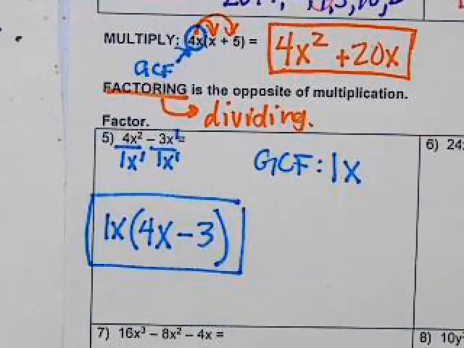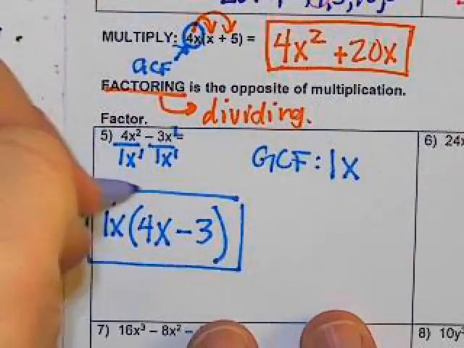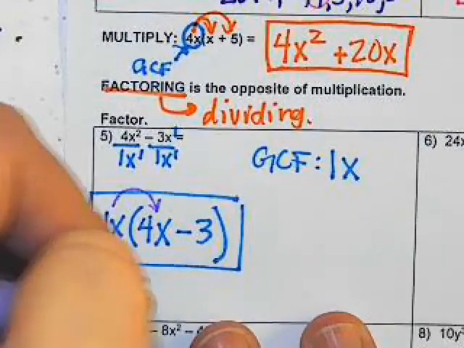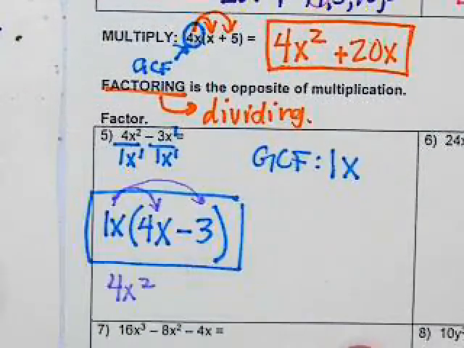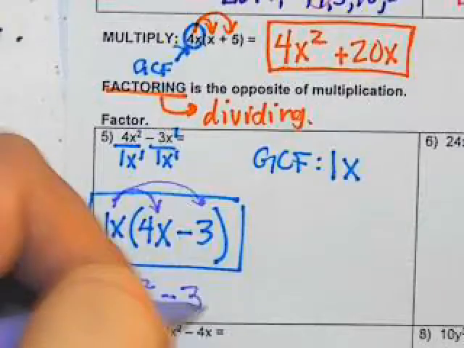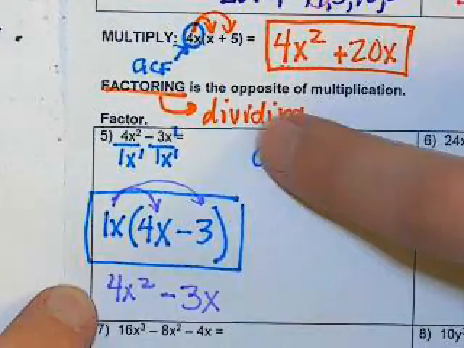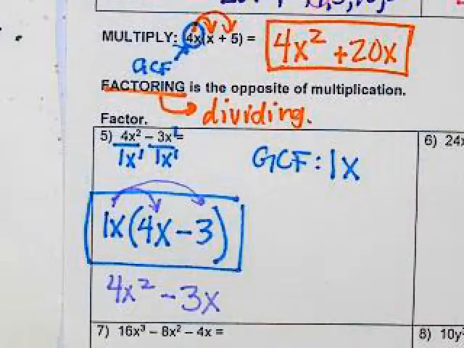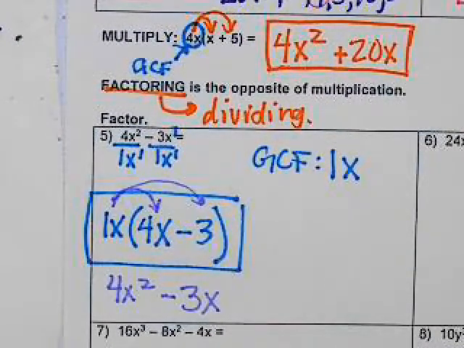How could I check this? Huh? How could I check it? What's the opposite of factoring? Distributing. So how could I check this? What's 1x times 4x? 4x squared. What's 1x times negative 3? Negative 3x. Is that what I started with? Yes. So that's my answer. Any questions? Mind blown?